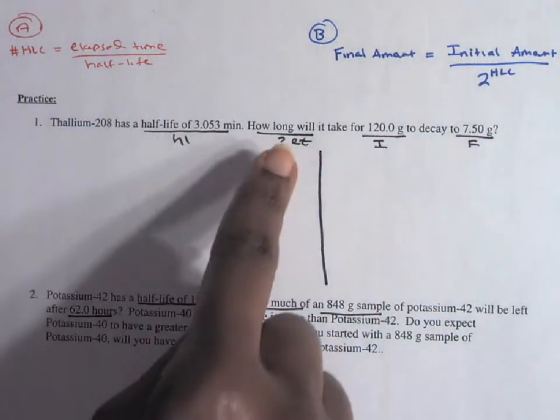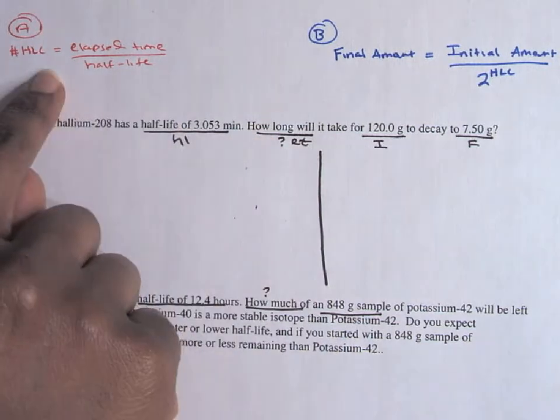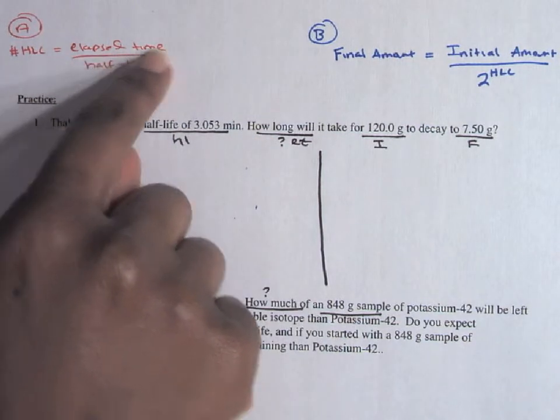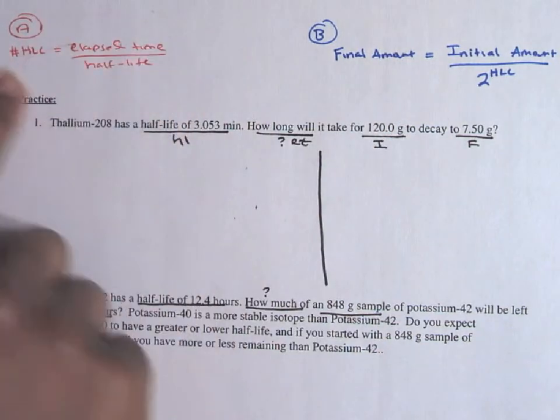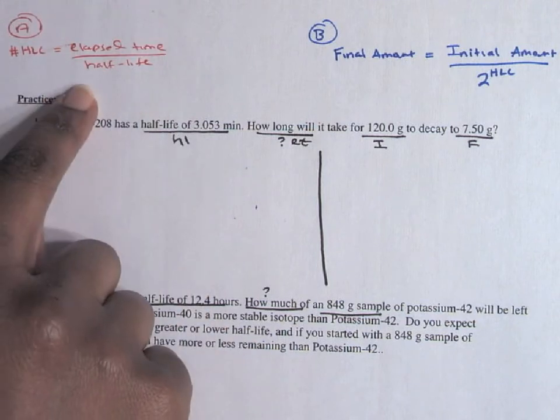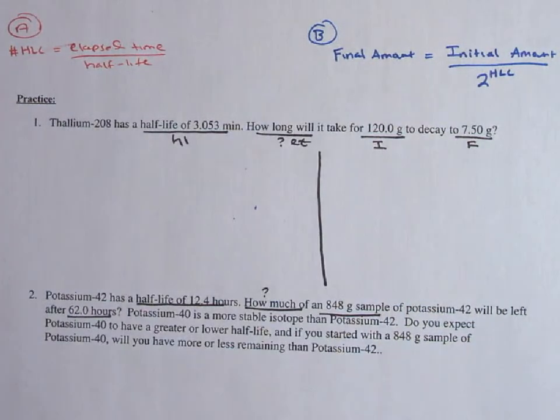Once again, the elapsed time is found in equation A. You can see it there. It's part of equation A, not part of equation B. That's why I know that this one will be the last equation I use. So let's go ahead and start with equation B.